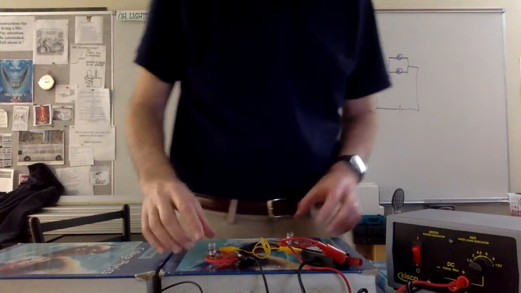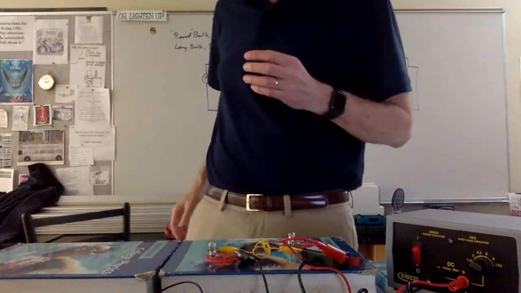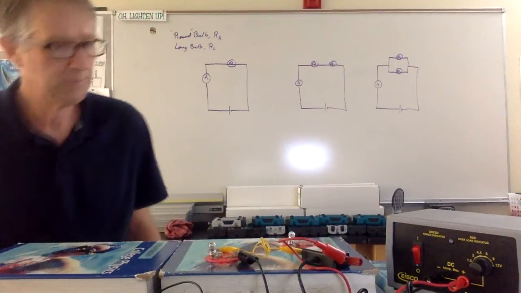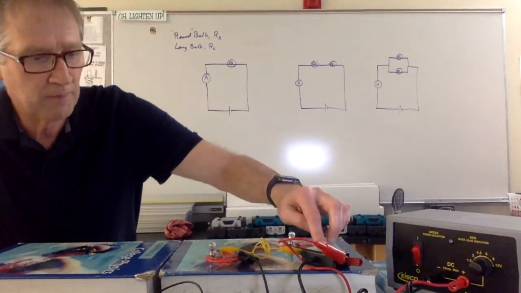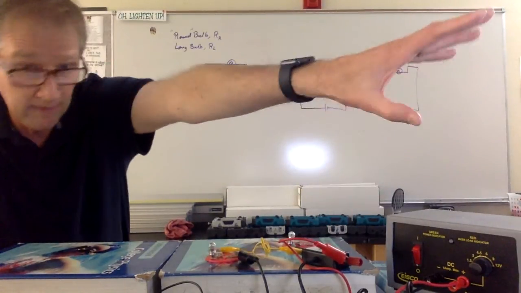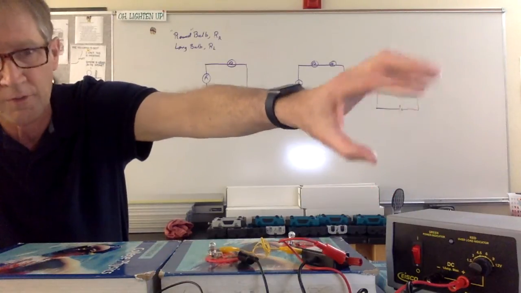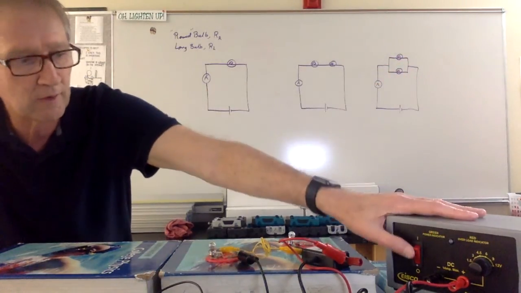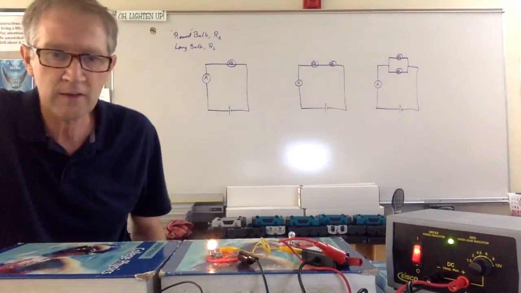So I've already got a couple of things set up. First thing we need to do is figure out the resistance of the round bulb and the long bulb. I already have my circuit all set up here. Here's my current probe. On a different computer over here, a classroom computer, I've got Logger Pro with the readouts so I can get the resistance. I'm just going to use a 1.5 volt setting.